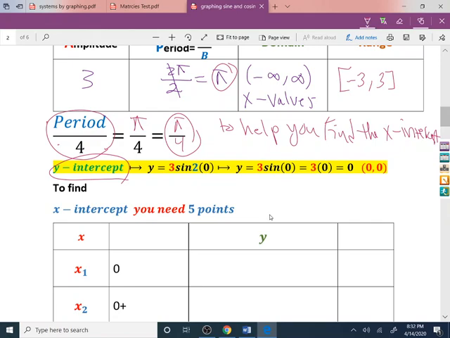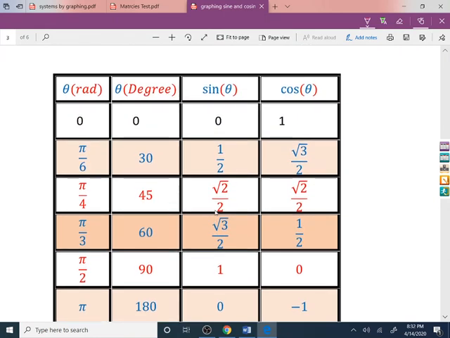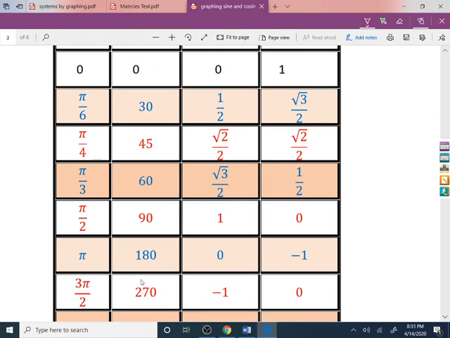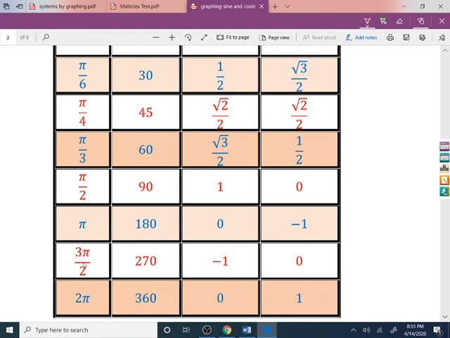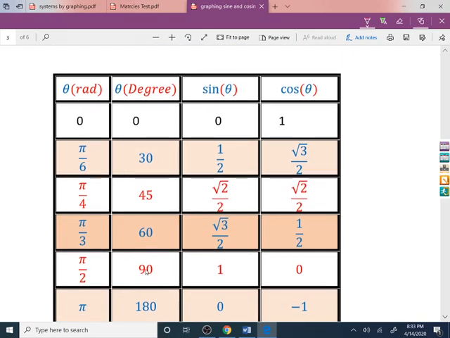Look here. I'm going to leave this for 2-3 minutes. I'm going to explain it, then you're going to see it. I'm going to leave a table for you here. This table you need to memorize. This is theta, the angle in radians, and then theta in degrees, and then the sine and cosine. Sine 0 is 0, cosine 0 is 1. Pi over 6 is the same as 30 degrees. Pi over 4 is 45. Pi over 3 is 60. Pi over 2 is 90. Pi is 180. 3 pi over 2 is 270. 2 pi is 360. Please, guys, memorize this table.